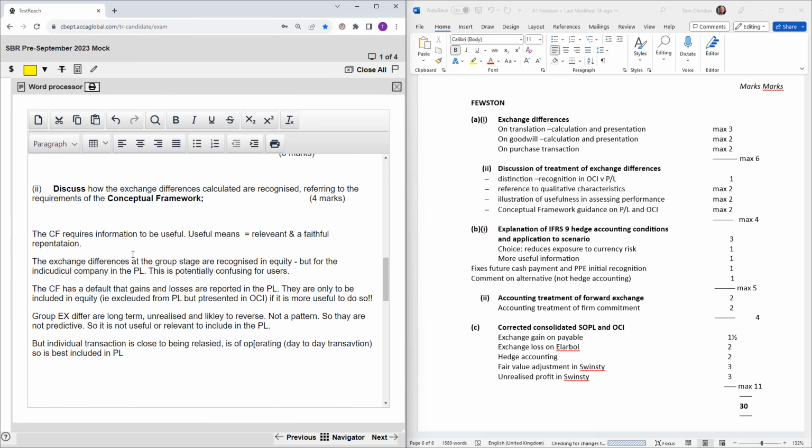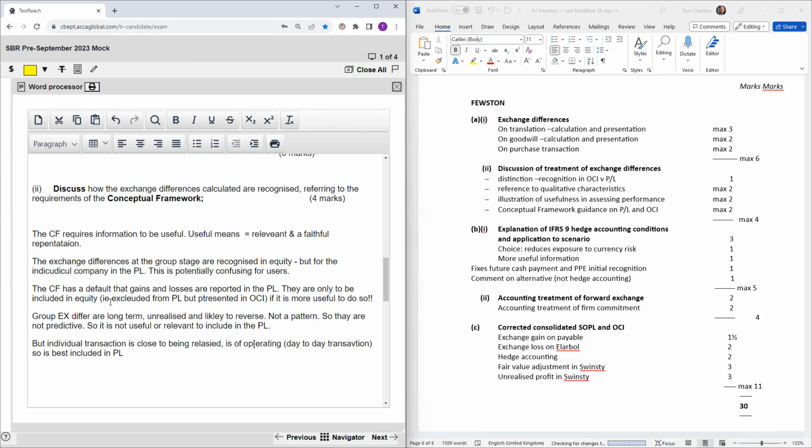Discuss how the exchange differences are recognized, referring to the framework. Now, interesting, you've got 7 marks available for this discussion, but the maximum is 4. So there's a lot of judgment that the marker has. I've explained about useful information. I've explained how they're dealt with. This is not a perfect answer.